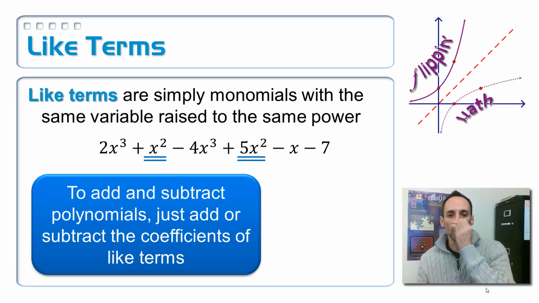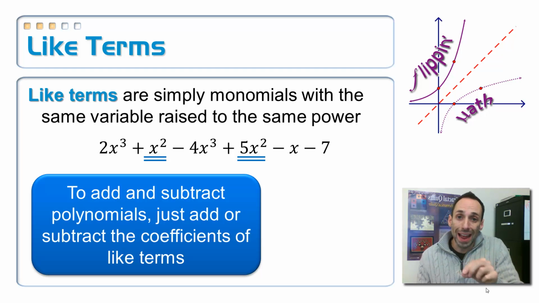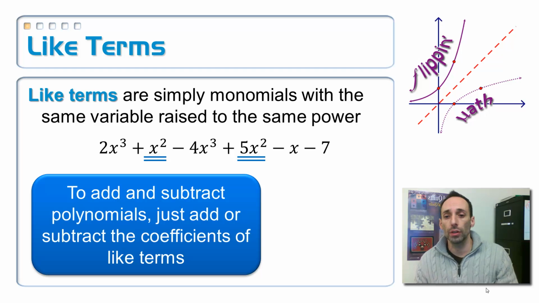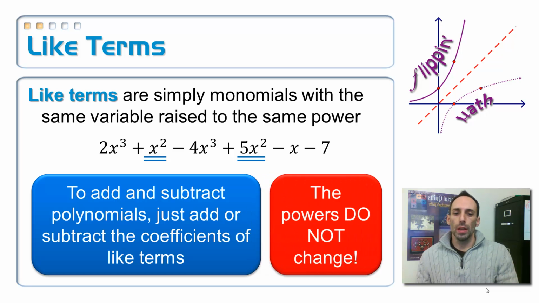So, for example, whenever I go to simplify this, I know that x squared and 5x squared are like terms because they both have an x squared term with them, okay? Whenever I add those things together, I have 1 plus 5 of them, a total of 6x squared, right? It's pretty simple. The powers, again, do not change whenever I'm combining like terms, adding or subtracting. That'll be different when I multiply, but right now, for adding and subtracting, the powers are not going to change.